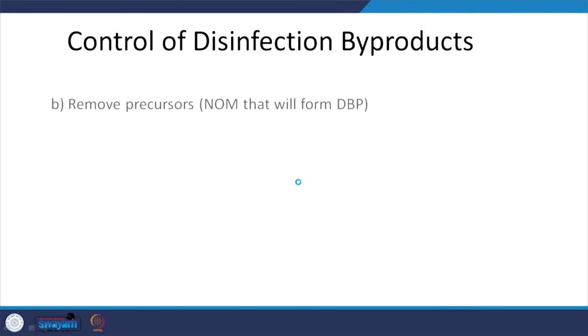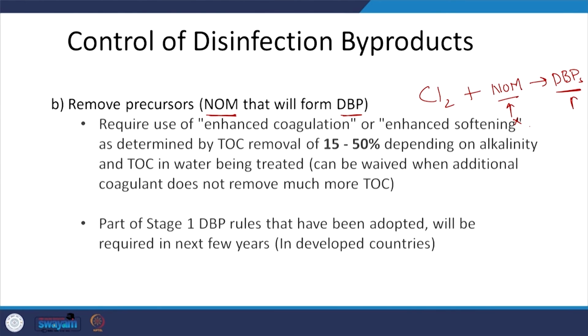What we do is remove the cause, one of the building blocks for formation of DBPs. We know that Cl2, the disinfecting agent, and NOM, or organic matter, will lead to formation of DBPs. So rather than trying to tackle the DBPs, people try to remove the precursor, right? And here there are different ways. One is enhanced coagulation or enhanced softening, which will remove some TOC. So that's one thing to keep in mind.